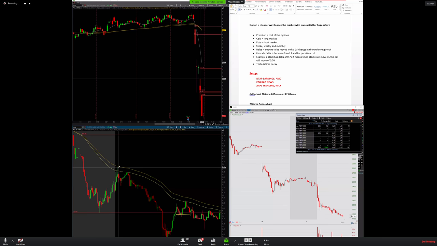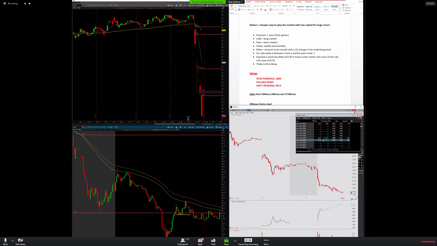So from here on, all these pops that we will have will be entries risking this high over here. And what happened, how to choose the puts on this? So let's go see PCG. We are basically here around 28, so we will be looking for 25 puts. Let's go see the 25s.